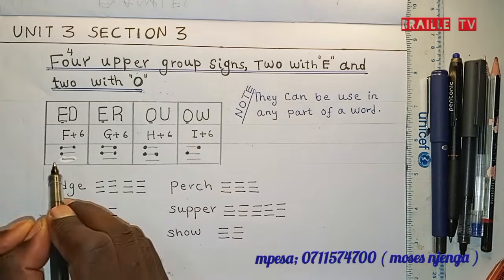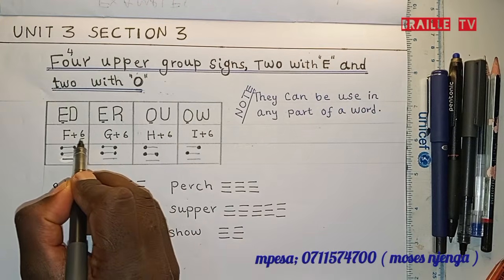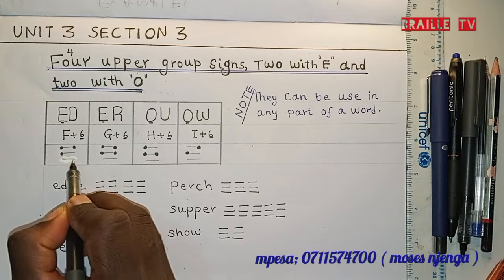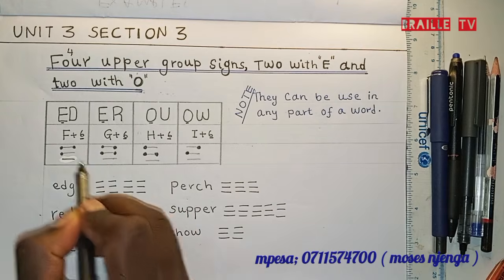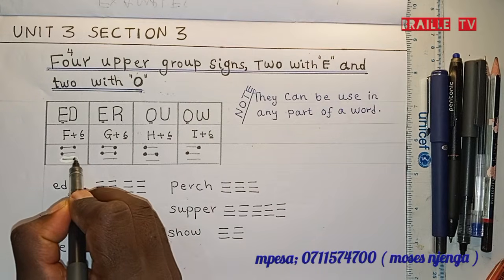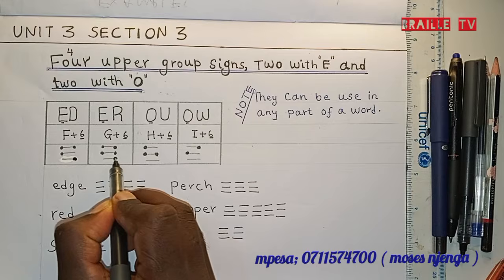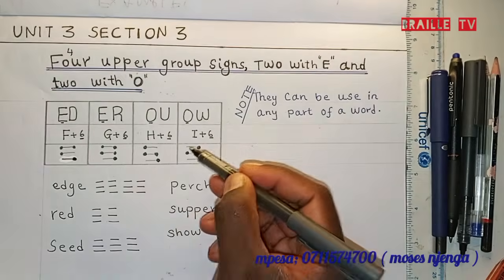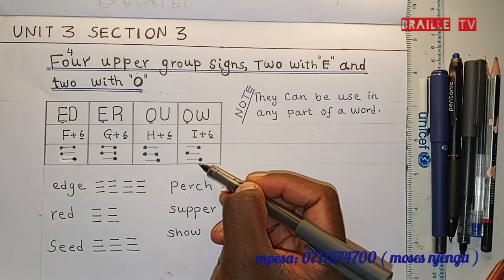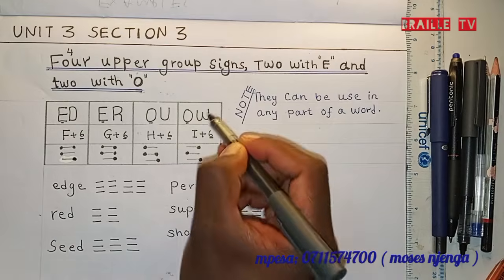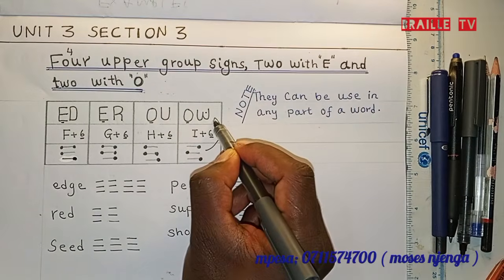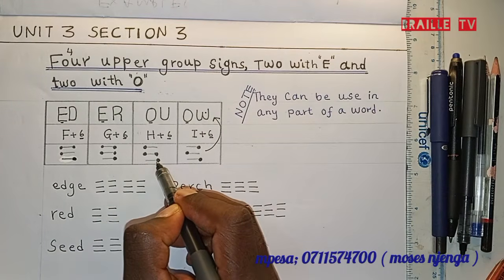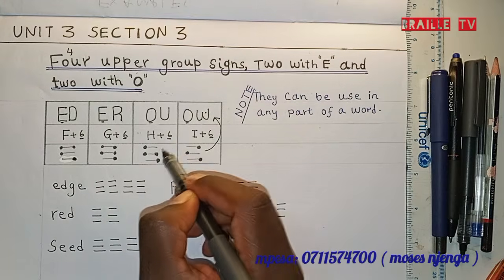I said in each and every letter we are going to add dot 6. Remember from the Braille cell, this one is dot 6. So letter F, when we add dot 6, this is the dot 6. We are going to add dot 6 to all of them. When we add dot 6, this one is not letter I again because we have added this dot, therefore it becomes OW. This one was H. We have added dot 6. Now it's not H, it is OU.